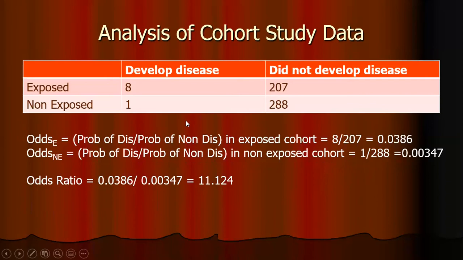Odds ratio can also be calculated from cohort study data. So odds of disease in exposed group is given by probability of disease divided by probability of non-disease in exposed group. Similarly, odds of disease in non-exposed group can be calculated and its ratio is known as odds ratio.